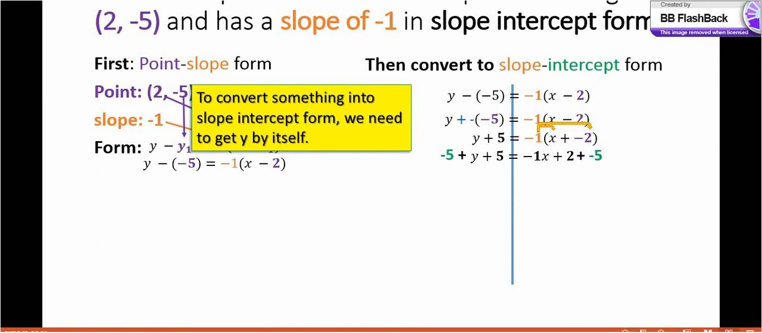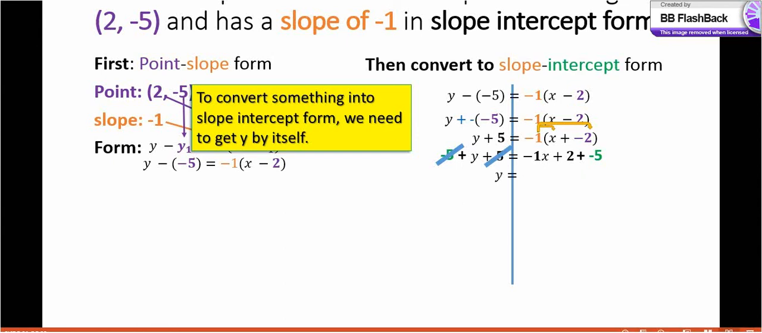I'm going to then add -5 to get rid of my positive 5. And I'm going to do that to both sides of my equation. The negative 5 plus the positive 5 is going to get me to 0, so all I'll be left with on this side is y.